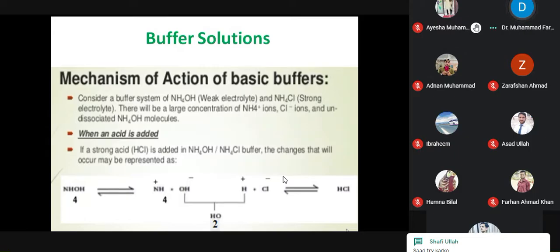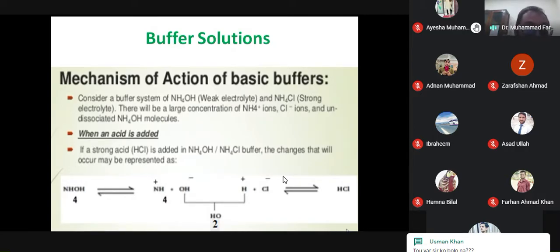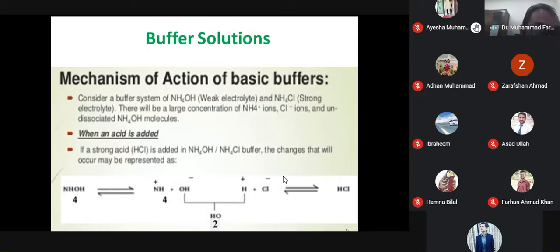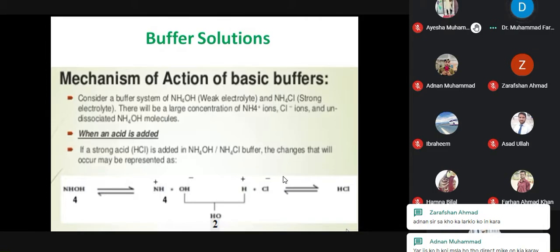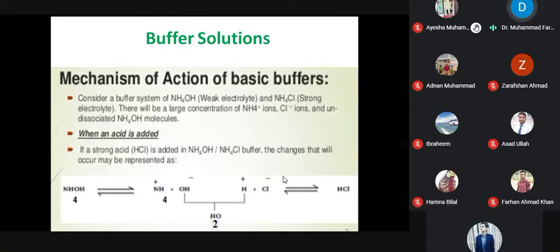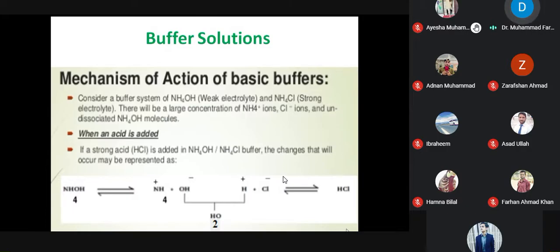Yes, sir. Okay, now the mechanism of action of basic buffers. These were the acidic buffers. If we have a basic buffer, for example a buffer solution of NH4OH and NH4Cl, and HCl is added, what will happen? Again hydrogen ions will be introduced, and in order to neutralize these extra hydrogen ions, the NH4OH will get dissociated. So the OH ions of the buffer solution will react with the hydrogen ions of the added HCl. They will be neutralized to produce water, and as a result, the pH of the solution will remain constant. So this is the case of a basic buffer if acid is added.